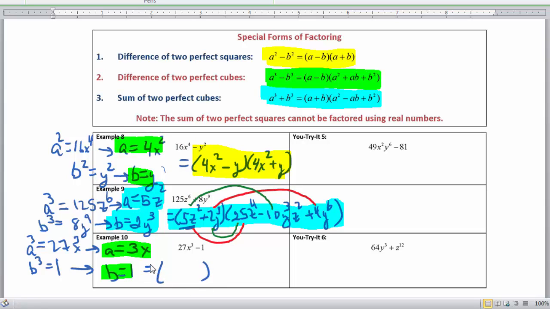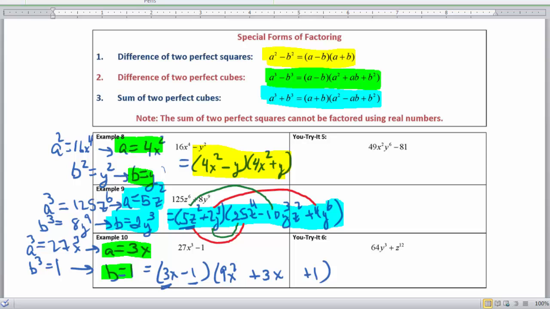It's going to factor into a minus b now. So that's easy enough, right? 3x minus 1. And again now, trinomial. And what happens? Square 3x, I get 9x squared. Square 1, I get 1. And now what happens in the middle? You multiply the two of these, so you get negative 3x, and then you change the sign. So it becomes positive 3x. Okay? So that's 3x minus 1 times 9x squared plus 3x plus 1.